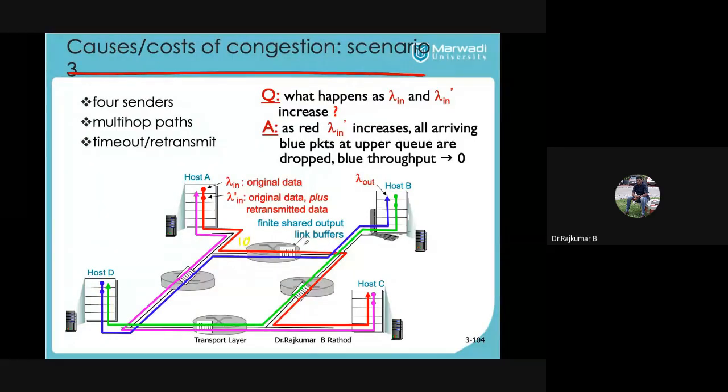The output line capacity is also 10 Mbps. So here you can see the output line of host A is given as the input line of router 1. The output line of router 1 is given as the input line to router 3. Assume that this line capacity is also 10 Mbps. The output line of router 3 is given as an input to host C.